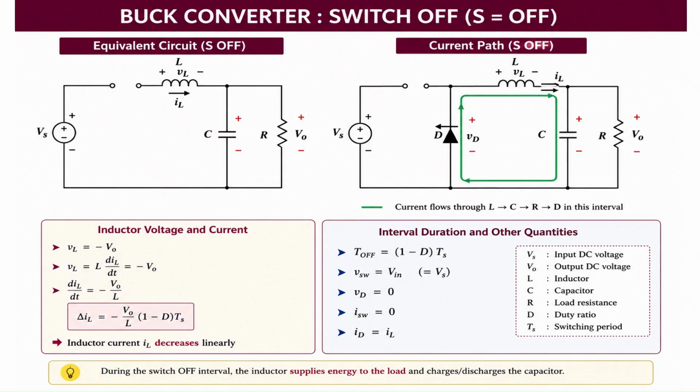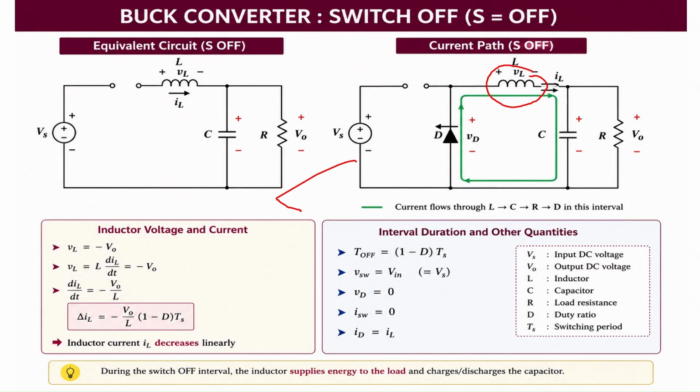Okay, so VL is the voltage across this inductor. This voltage is equal to minus V naught. The source is not connected; the source does not have any dependency on the voltage. The inductor is directly connected to the load, so the voltage across this inductor is equal to minus V naught.